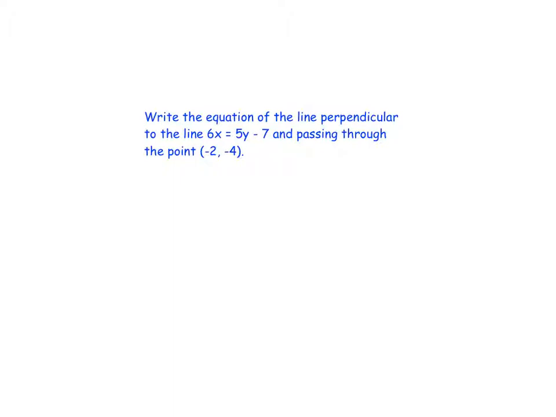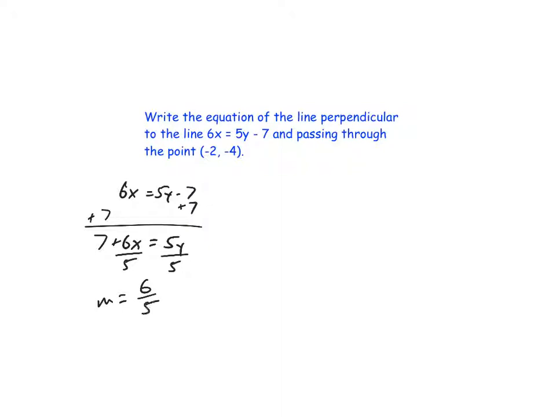Okay, if I want a line perpendicular to this line, again, I need its slope. So I don't care about even moving the 7. We'll move the 7 anyway. I'm going to divide both sides by 5. Here we go. I got my slope targeted. My slope is going to be 6 over 5. I don't care what the rest of it is. So I got my slope, but wait a minute. I need the perpendicular line. So the perpendicular slope is going to be its opposite reciprocal, -5 over 6.